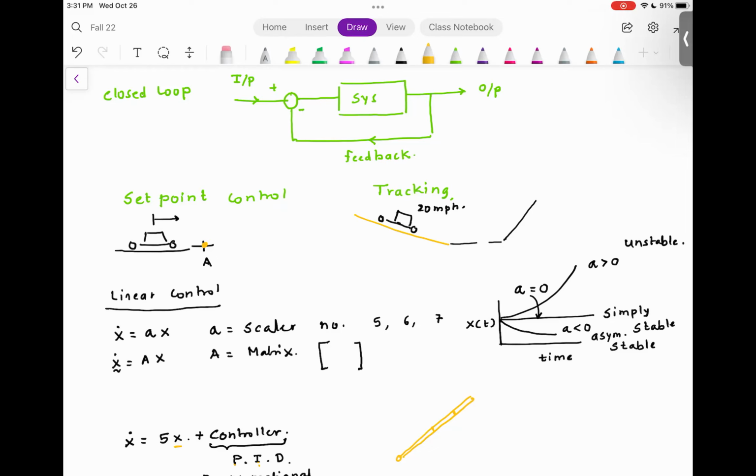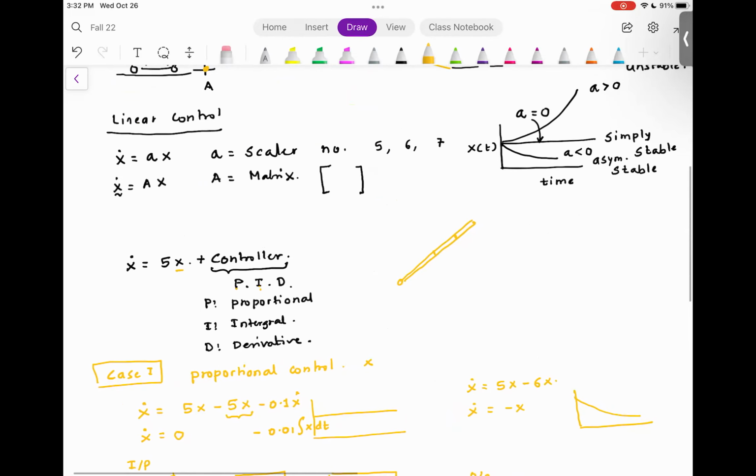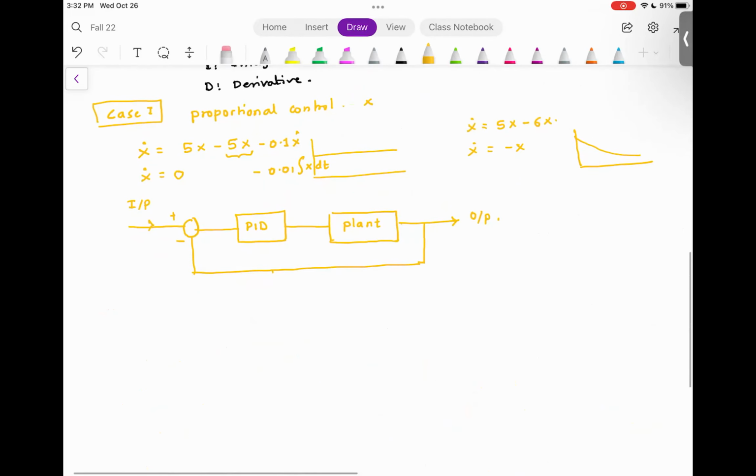So there are two types of control. One is the set point control, and the other is the tracking control. Now, the best way to show a controller is to show with some simulations what happens.